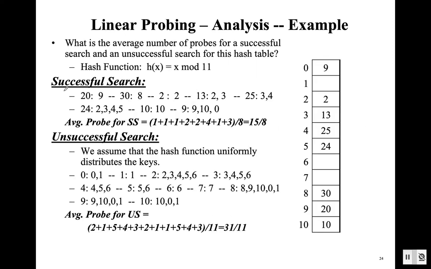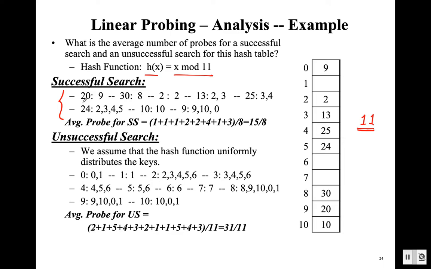So here is an example. We are going to see the average probing for a hash table. Okay, so let's see, here we have the table size. You can see that the table size is 11. Okay, so our hash function is x mod 11. All right, so let's see the successful search.